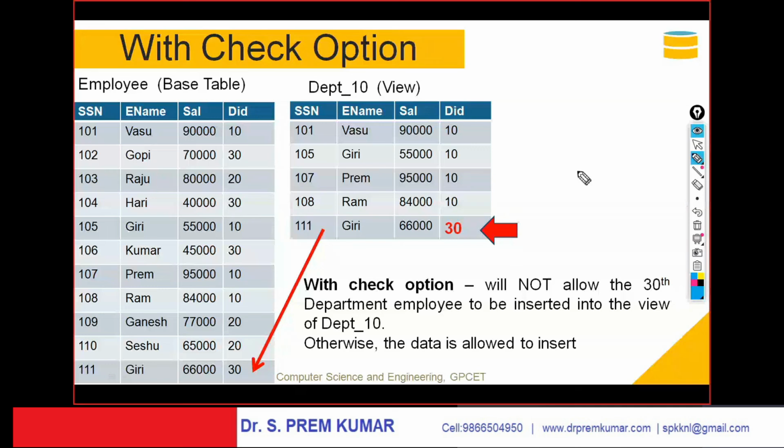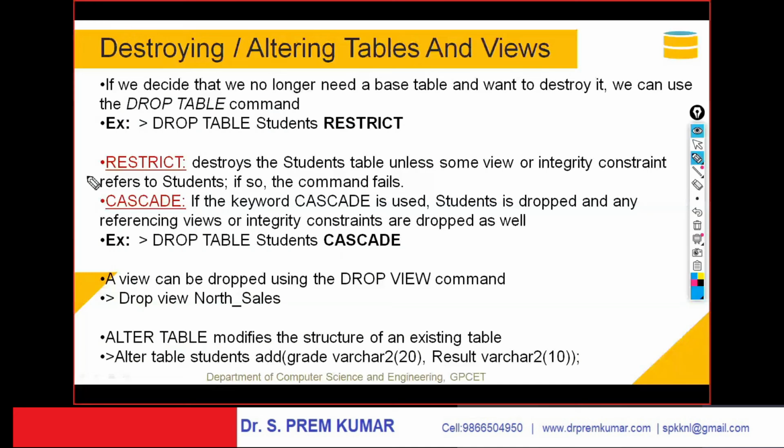We will proceed to the next concept. We discussed the check options. There are some options called restrict and cascade. What are restrict and cascade? There are two options. Suppose if I drop the table, views will not work. If I drop the table, views will not work out. That is the point.